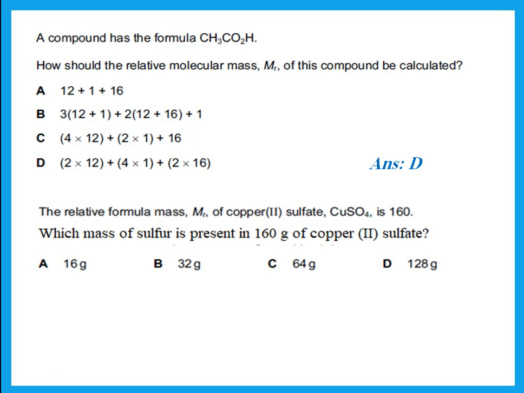This one says the relative formula mass of copper sulfate is 160. Which mass of sulfur is present in 160 grams of copper sulfate? Well, if the total is 160, the MR is 160. So if I have 160 grams, you can see from the formula that I have one sulfur, and the molecular mass of that sulfur is 32. So I have 32 grams of sulfur because I have one sulfur in that formula.